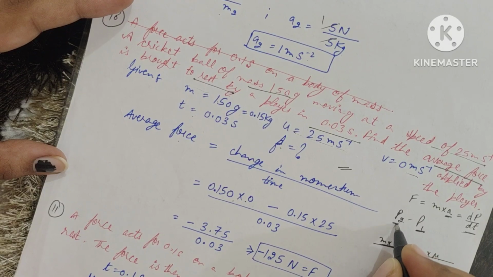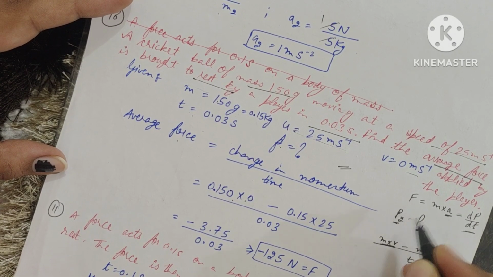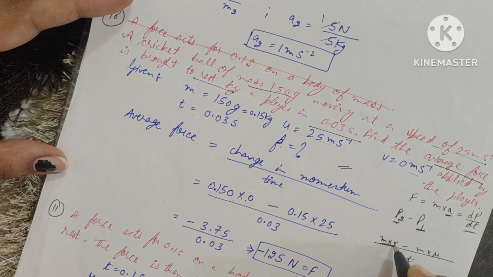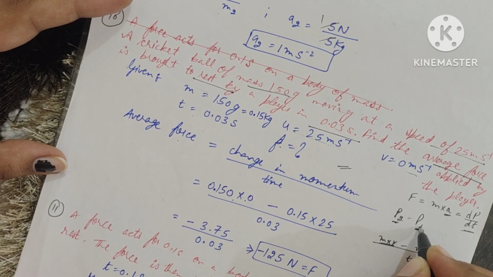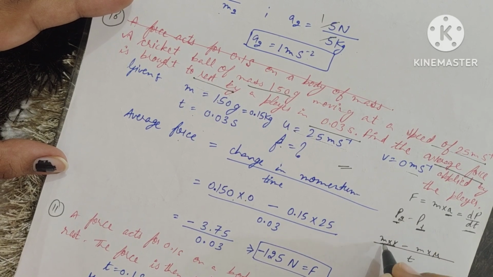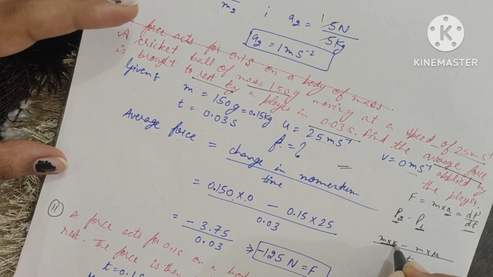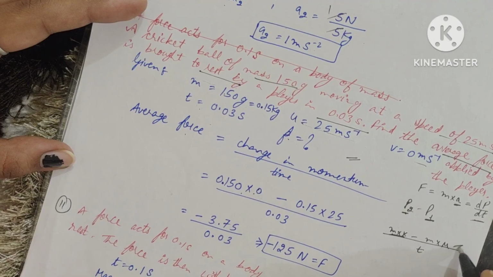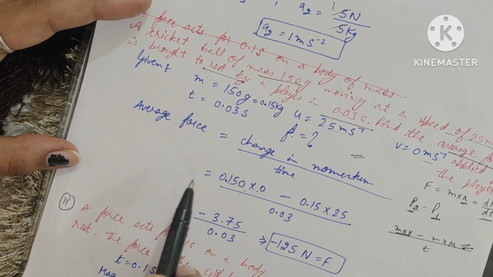What is the P2 here? This we can find easily with the help of the final velocity. Final momentum with the help of the final velocity, initial momentum with the help of the initial velocity. The formula for momentum is mass into velocity. Clear? So with the help of this formula, we are just putting the values of all the things.